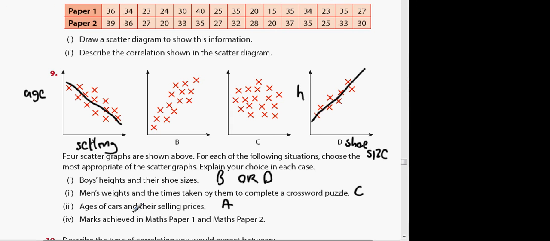Marks achieved in Maths Paper 1 and Maths Paper 2. Usually, if you do badly on Maths Paper 1, you'll do badly on Maths Paper 2. So I'd say either B or D. B or D would be my answer for that.